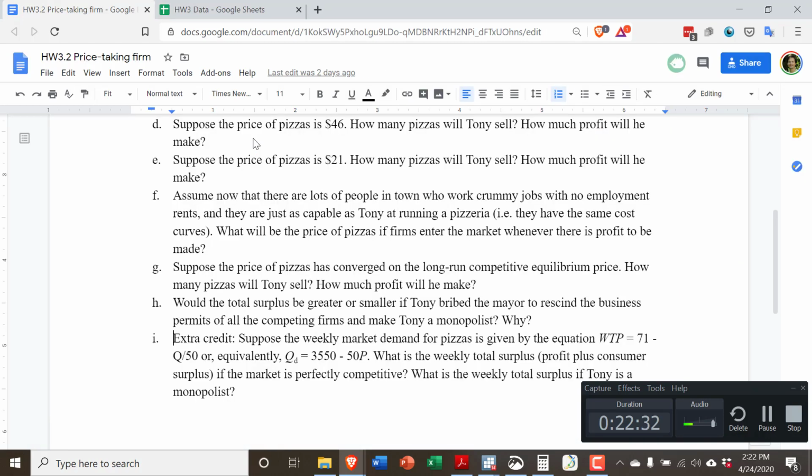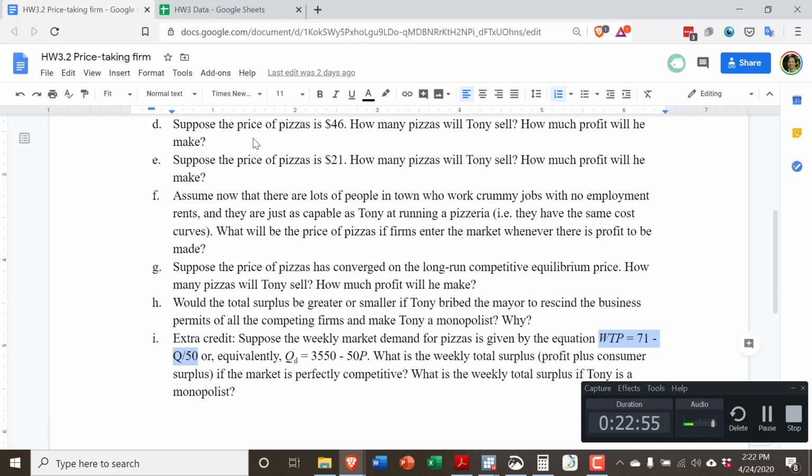For extra credit, right, you can work through what Tony would do if he was a monopolist and faced this demand curve, where the willingness to pay of consumers is 71 minus Q divided by 50. If you work through that example in the exact same way that we worked through the example of the iWidgets, you'll find that he's going to constrain production.